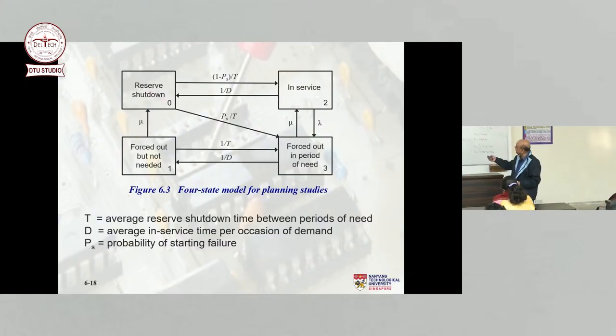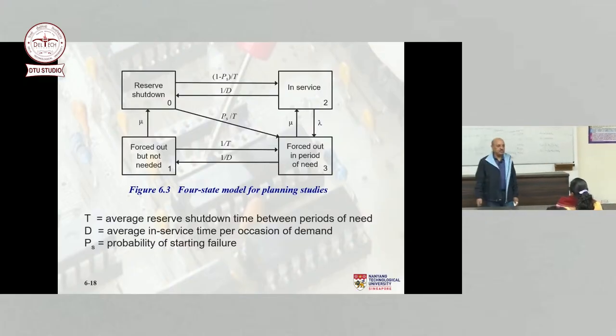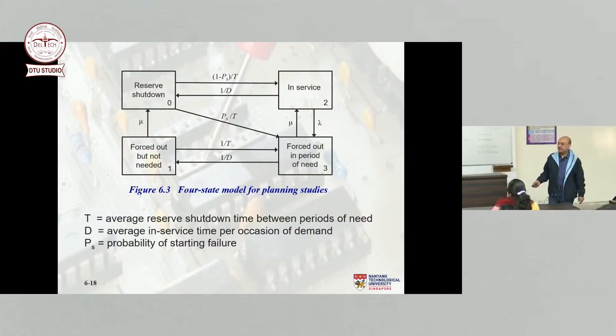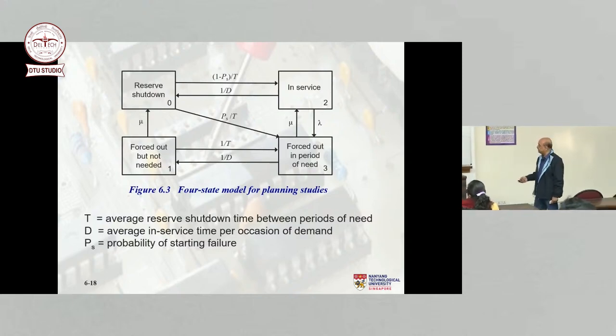So you can see here there is a probability of starting failure that's also included. PS is the probability of starting failure, because whenever you are trying to turn on this unit, it may fail. Yeah, that's called probability of starting failure. So usually these are the gas turbines and some of these units which are used intermittently for peak shaving. They're not the base load units. They're always typically the gas turbines.